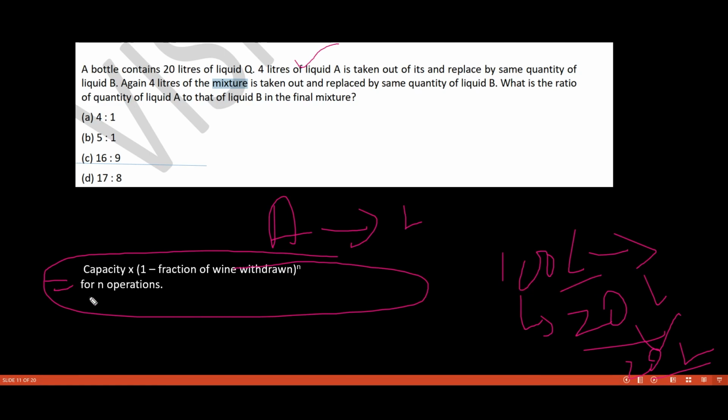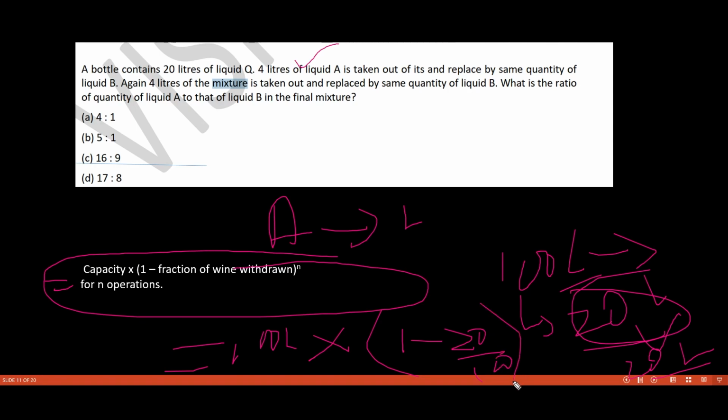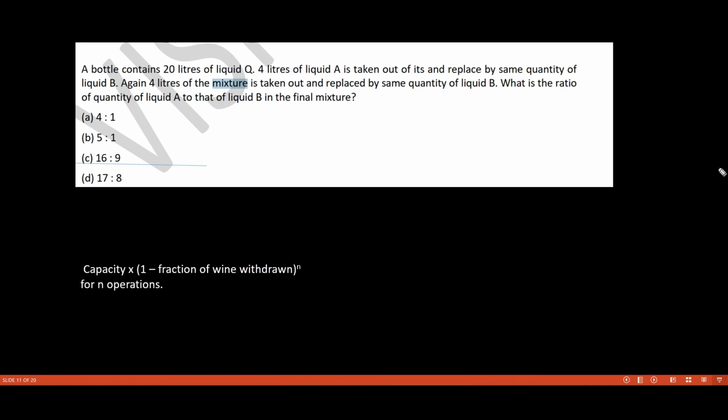So we can see by how much. We will write the capacity of the container, that is 100 liters or whatever the wine was, times 1 minus the fraction of wine withdrawn. So 20 liters was withdrawn, 20 by 100, and if it is withdrawn 3 times, you will raise it to the power of 3. So that's how you can directly get this.